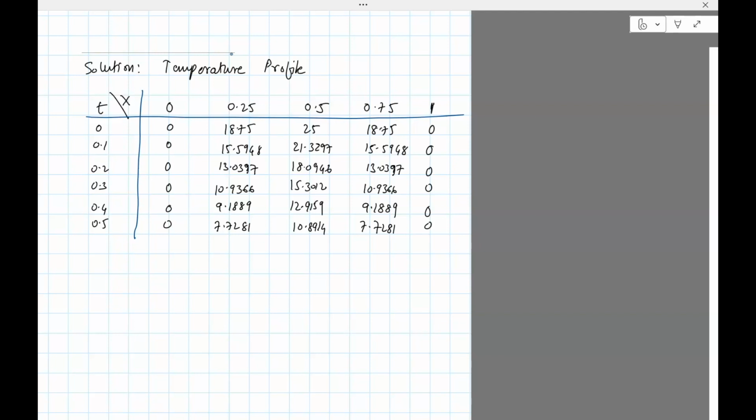Yeah, and then of course you can compare this with the temperature profile obtained from the fully explicit scheme, FTCS. You see the answers are almost similar.